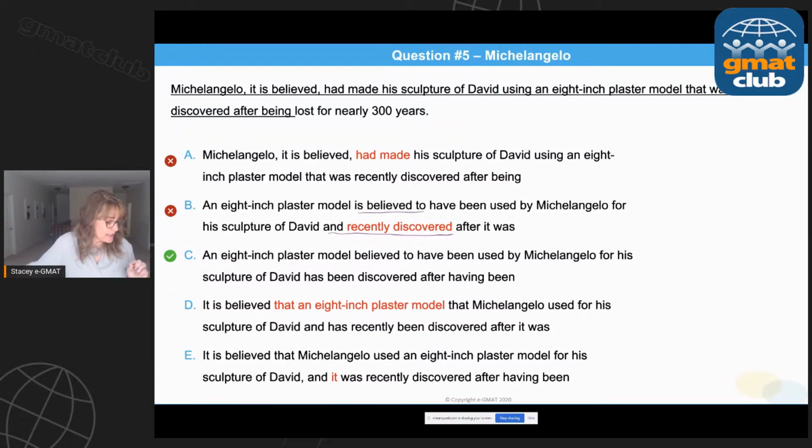But we're going to reject D and E on solid ground. So let's look at choice D. If you look at choice D and you look at this clause here, that an 8-inch plaster model.